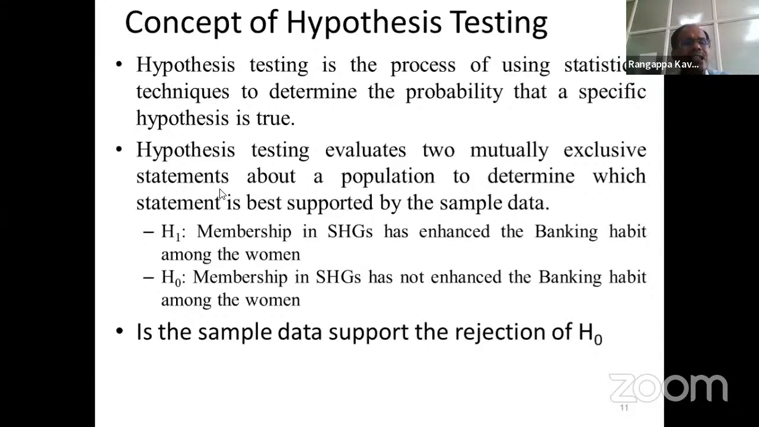Here the sample data support the rejection of the null hypothesis. Actually, even in the testing process, our entire focus is whether this testing process is rejecting the null hypothesis, or whether we have sufficient reason to reject the null hypothesis or not. Focus is only on that: rejecting the null hypothesis or not rejecting the null hypothesis.